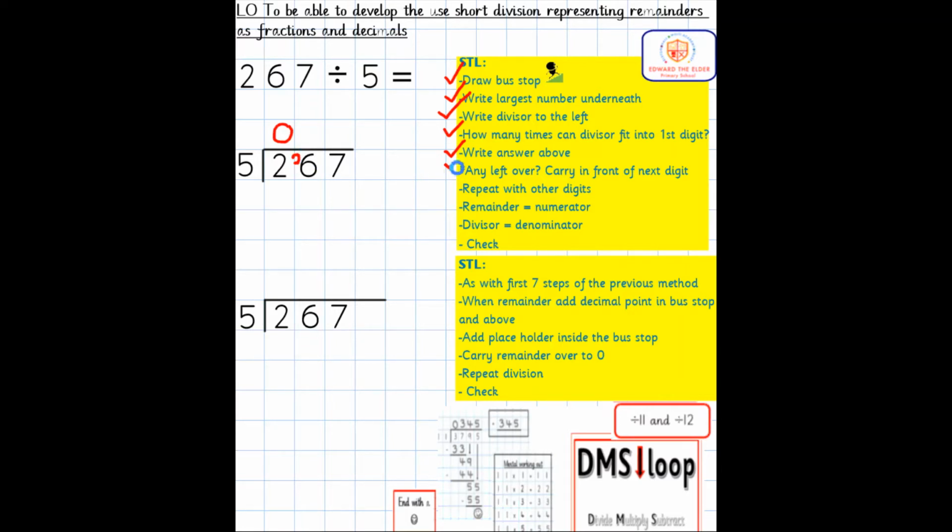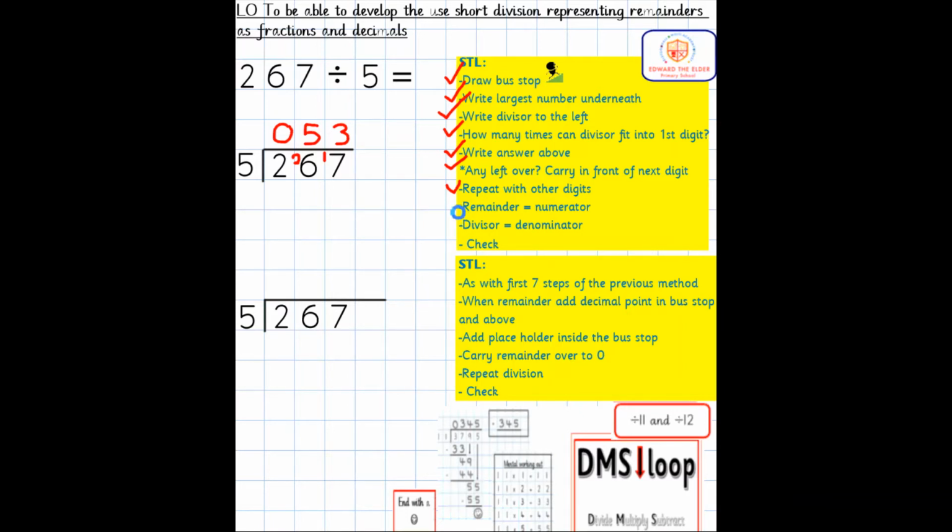So now I repeat those steps again with each of these digits. So how many 5s go into 26? I know 5 times 5 is 25, so I can get 5 lots of 5, and I would carry over 1. How many 5s can I get from 17? I know that 5 times 3 is 15, so I can get 3 5s, and that would leave me a remainder of 2. If I was just doing my normal remainders, I would put my R and my 2, but I know that I'm looking at remainders as a fraction.